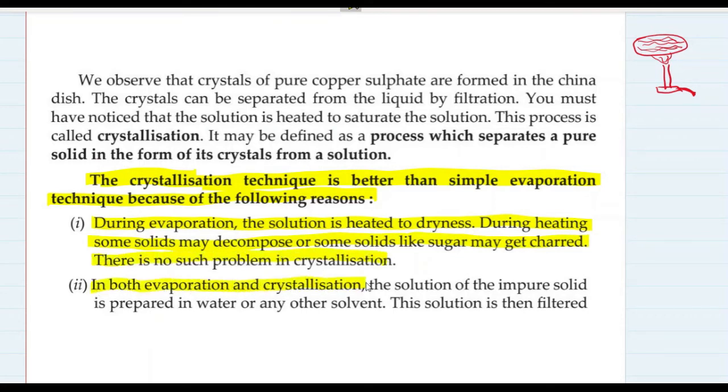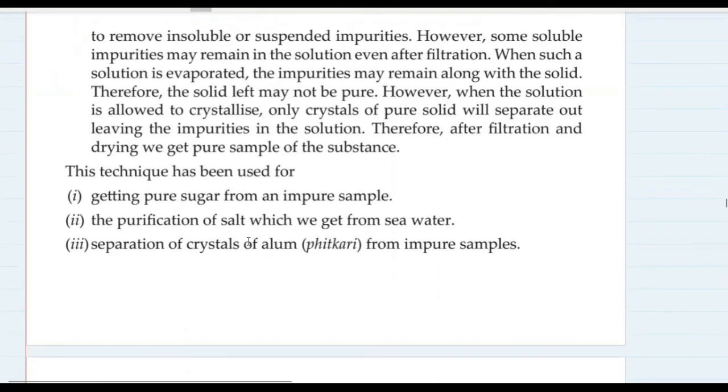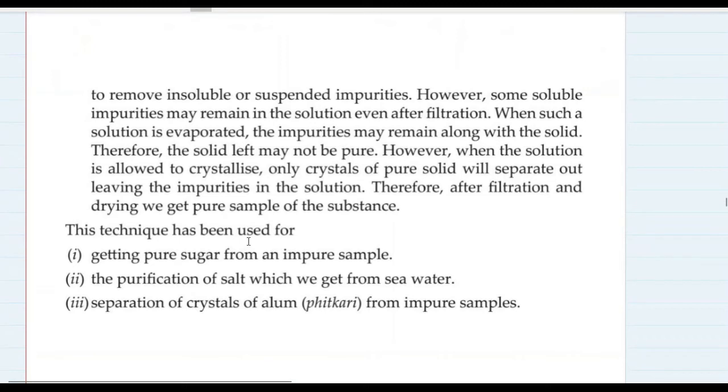In both evaporation and crystallization, the solution of the impure solid is prepared in water or any other solvent. This solution is filtered to remove insoluble or suspended impurities. However, some soluble impurities may remain in the solution even after filtration. When such a solution is evaporated, the impurities may remain along with the solid, therefore the solid left may not be pure. However, when the solution is allowed to crystallize, only crystals of the pure solid will separate out, leaving the impurities in the solution. Therefore, after filtration and drying, we get a pure sample of the substance.